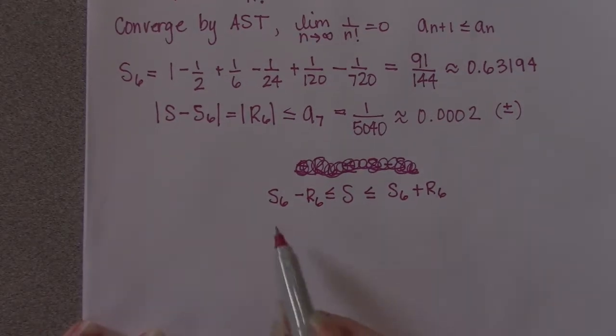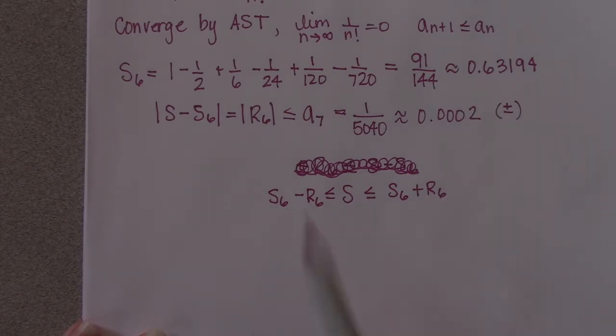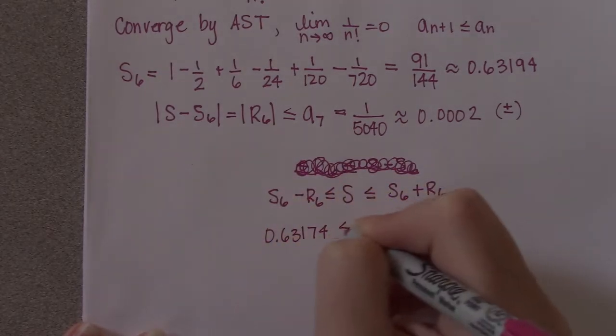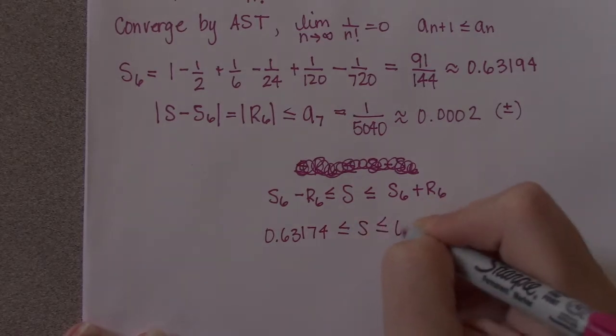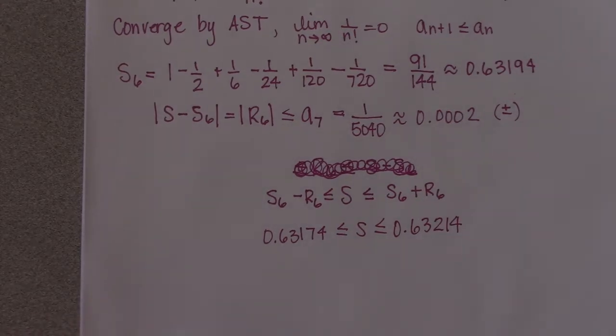And so that means if I take our sum here of 0.63194 and subtract this from it, I would get 0.63174. If we add those two numbers together, I get 0.63214. So now I actually have a range of values that the sum of this series could add up to. Depending on the construction of the series, we don't know if that next term is a positive value or a negative value, and that's why you account for either case. And so we said it's going to be somewhere in between there.